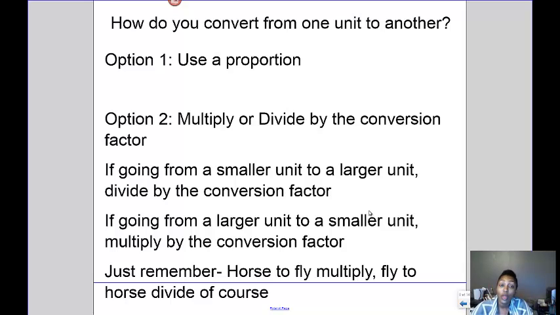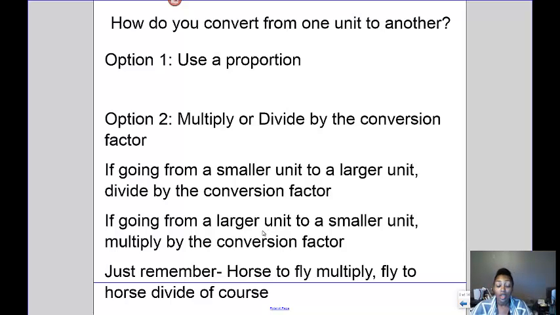So how do you convert from one unit to another? There are two options. One option is to use a proportion. The second option is to multiply or divide by the conversion factor. One thing that might help you decide whether to multiply or divide: if you're going from a small unit to a larger unit, you divide. If you're going from a larger unit to a smaller unit, you multiply.